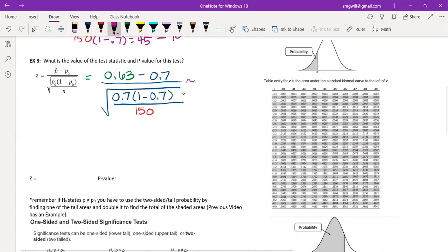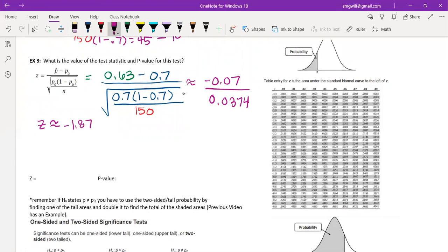Okay, so if we calculate the numerator, 0.63 minus 0.7 is negative 0.07. That denominator, that big piece underneath the radical, is approximately 0.0374. And this gives us a z value of approximately negative 1.87. So if I'm looking at my answer choices, because it's multiple choice, I can eliminate probably 2 answers based on that number.